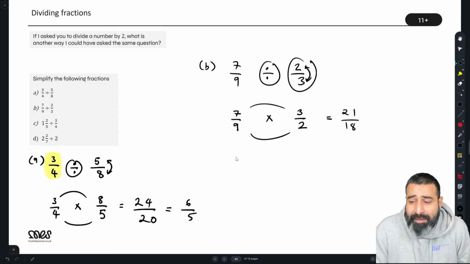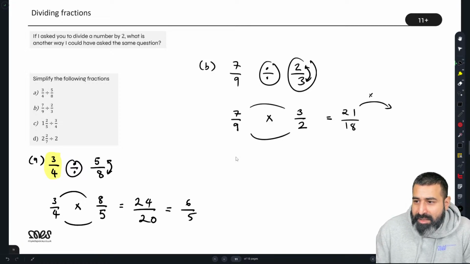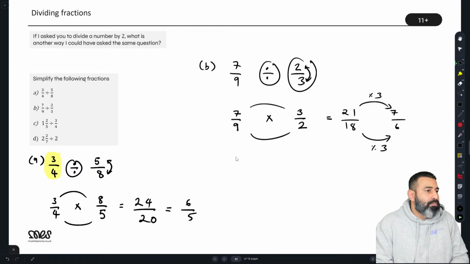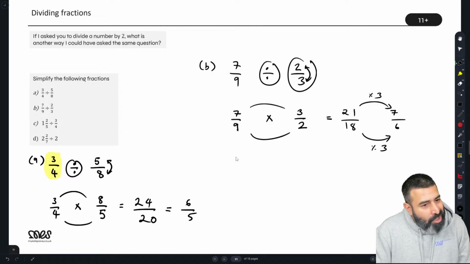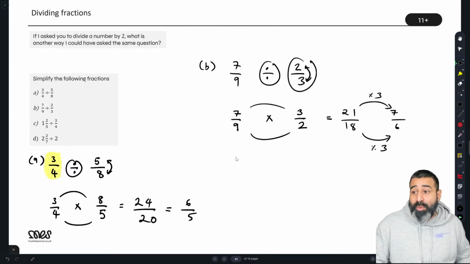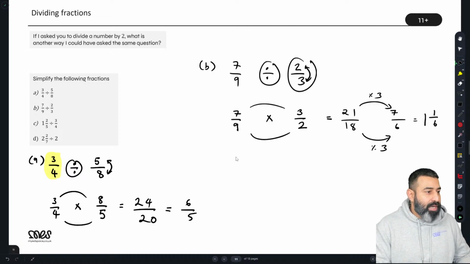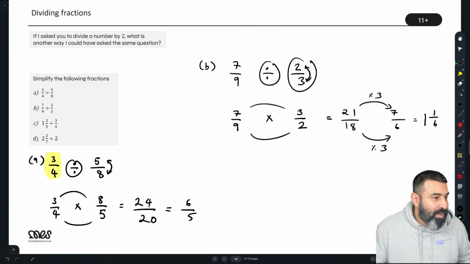Okay, can we represent that in another way? Yes or no? Or are we just going to leave it as 21 over 18, which looks a bit ugly? Okay, well, how many times does 3 go into 21? Okay, how many times does 3 go into 18? 7 over 6. Done. Okay, sorted. Okay, if you want to leave it as a mixed number, 6 goes into 7 once with 1 remainder, so that's 1 and a 6th. Okay, sorted. And we're on time.